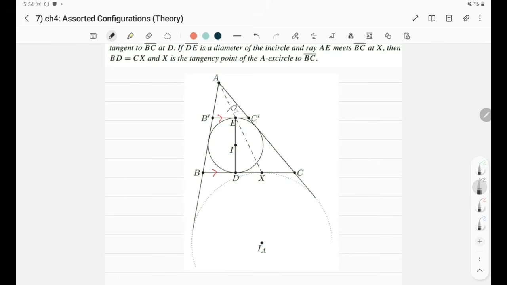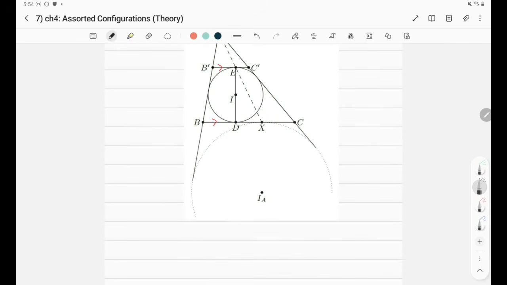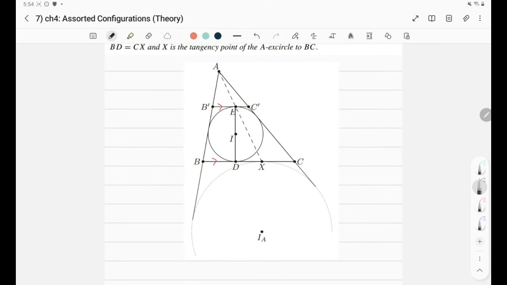Yeah, probably the second proof is easier than the first one because you don't need to continue the diagram. However, you just need to draw this one here.